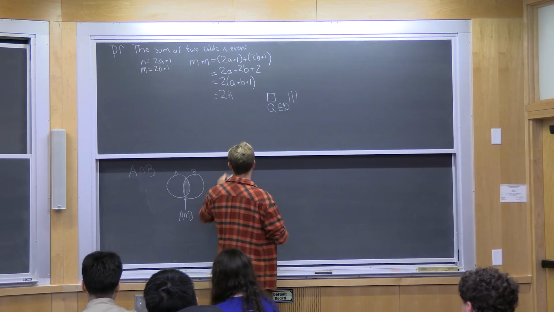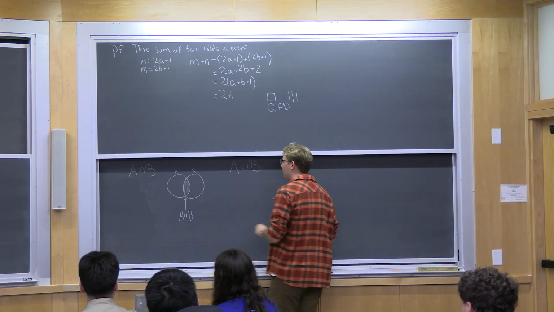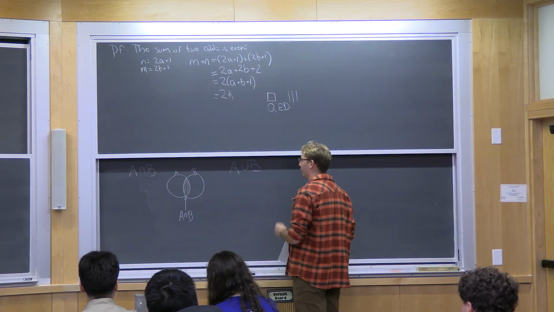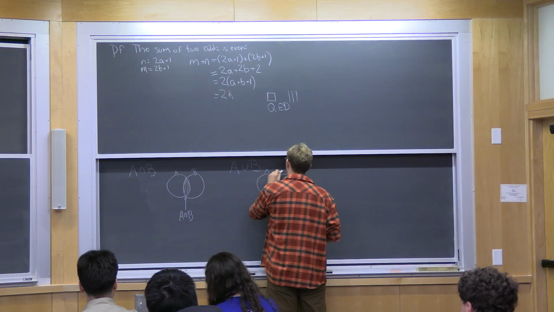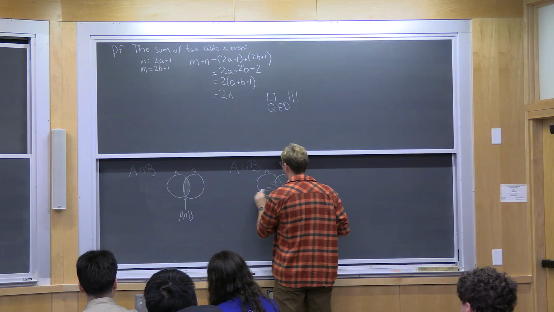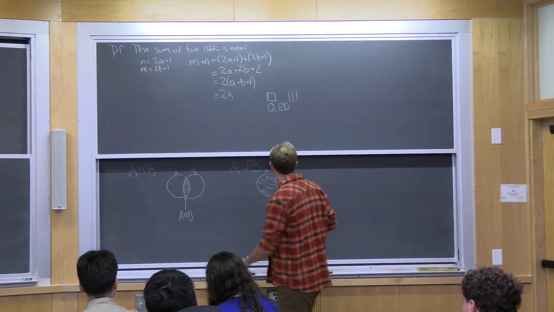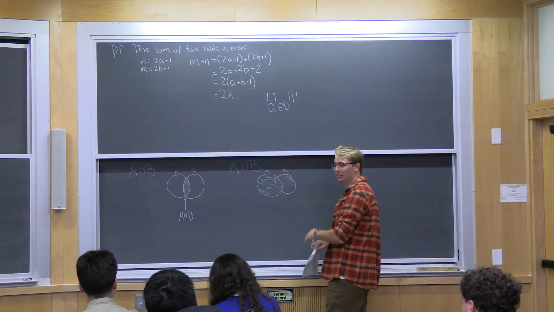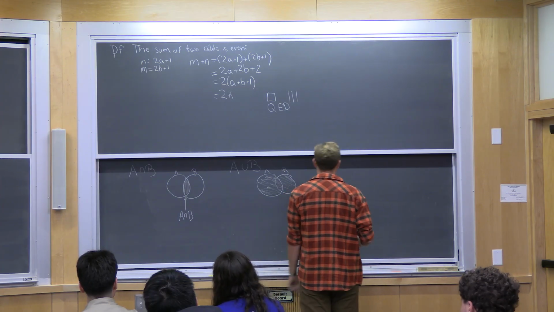And you also have the union. A union B is all of the elements that are in either A or B. So A union B would be everything. Those are just some symbols that you should be familiar with. We're not going to be doing too much with that today.